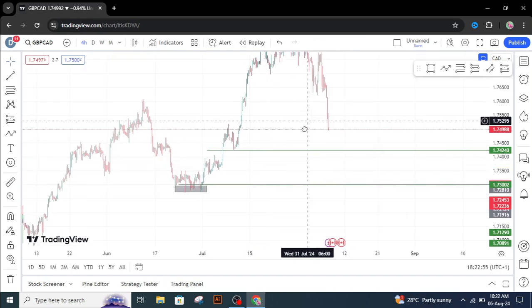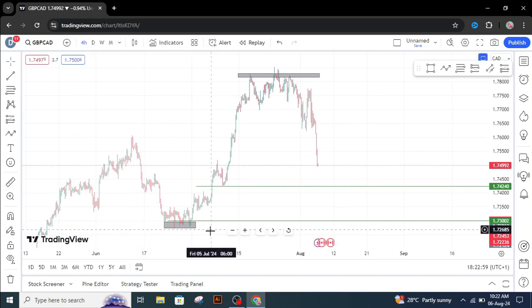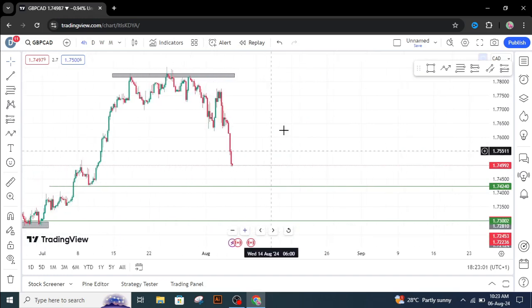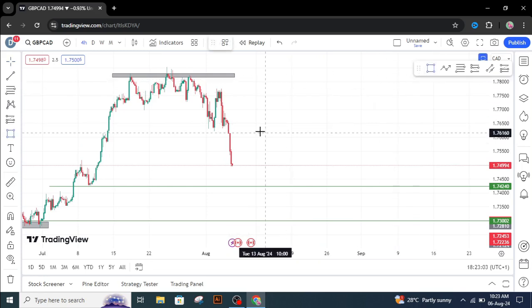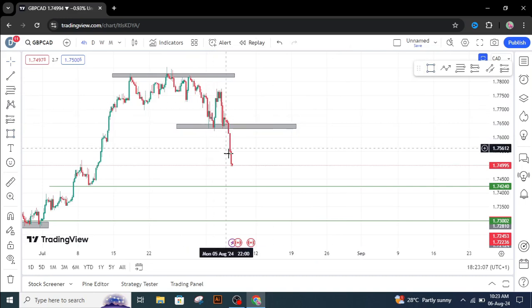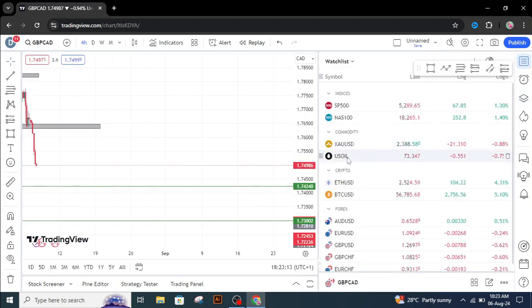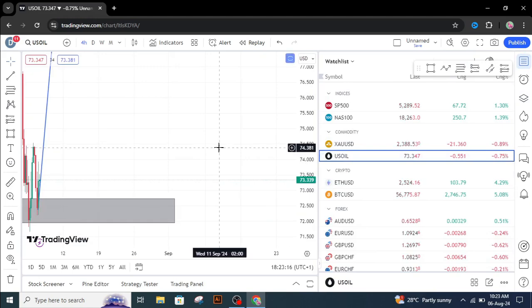So you want to look out for that. And if at any point the market makes a retracement, probably to this point, you want to consider what US oil is doing and then short at that point.